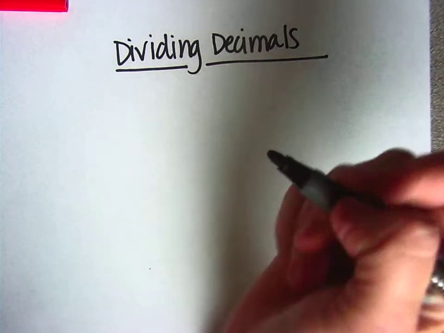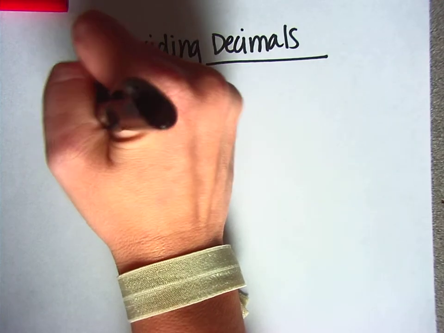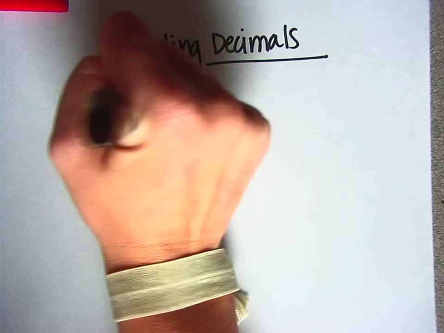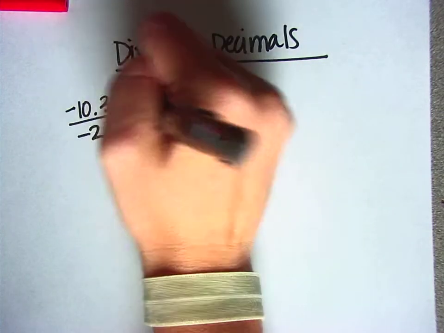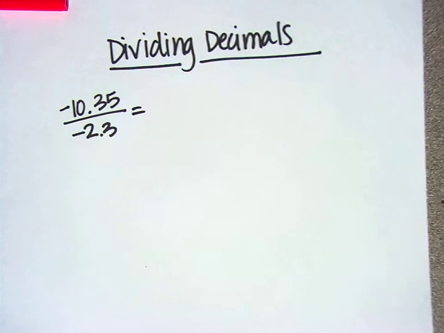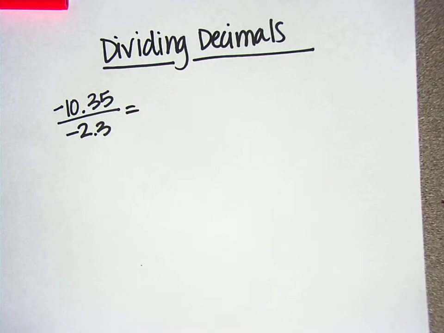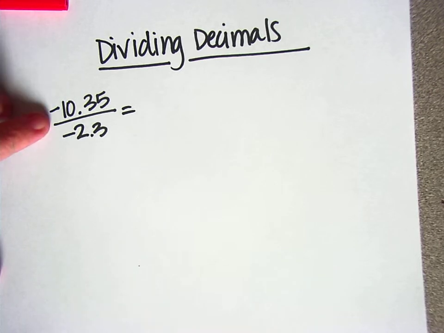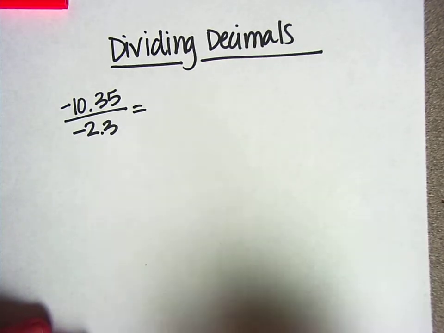Let's say our division problem is negative 10.35 divided by negative 2.3. Now, I know that this might be something new that you've seen, but just like with the parentheses, I want you to get pretty comfortable with seeing this as a division problem, because this red means negative 10.35 divided by negative 2.3. So first what we want to do is we want to set this up horizontally.